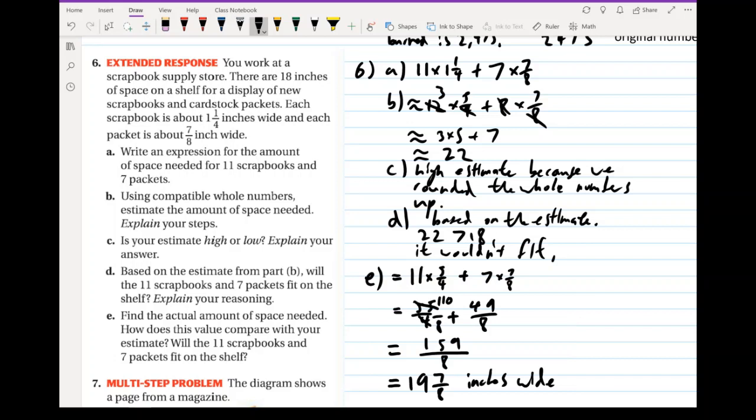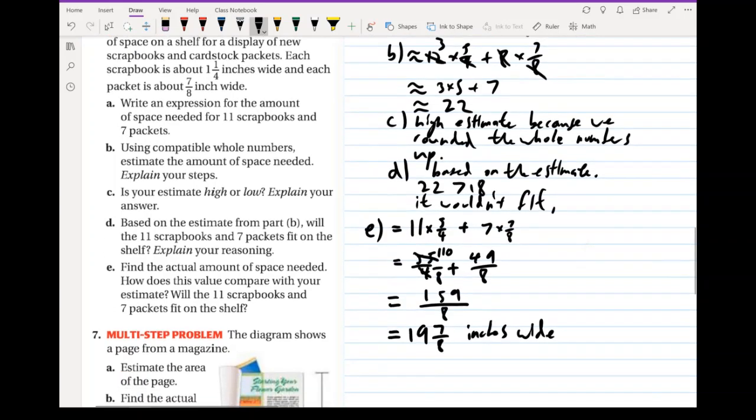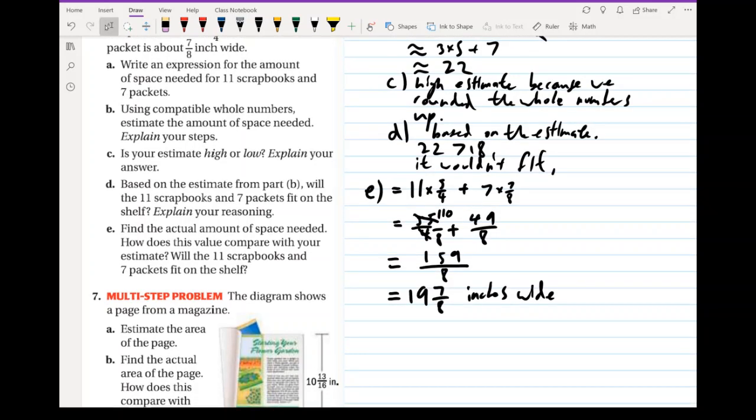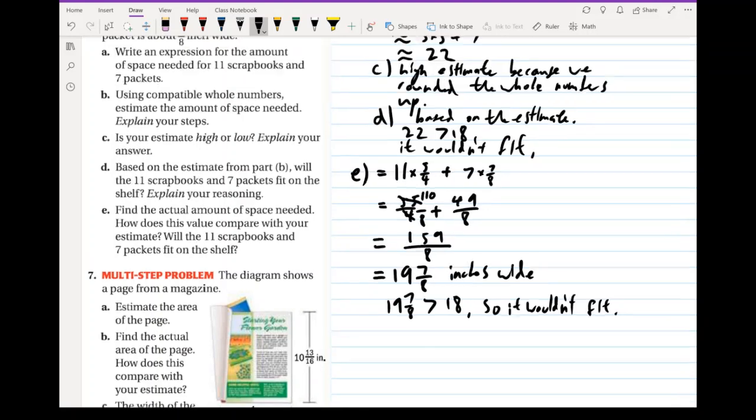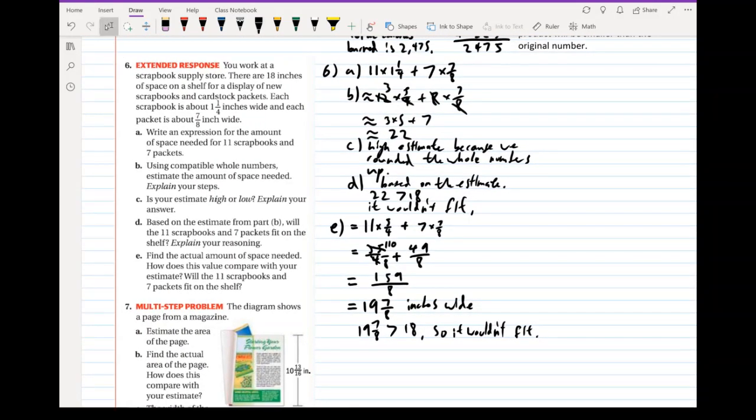Does this value compare with your estimate? Will the 11 scrapbooks and 7 packets fit on the shelf? Well, 19 and 7 over 8 inches is still greater. So we can write down 19 and 7/8 of an inch is still bigger than 18. So it would not fit. Even though we use the actual one, it still wouldn't fit into the 18-inch shelf. So this is question 6.